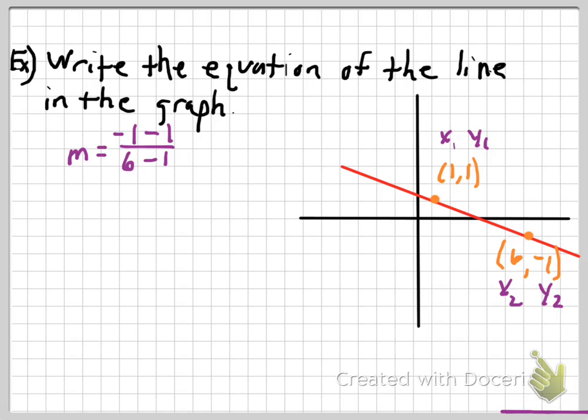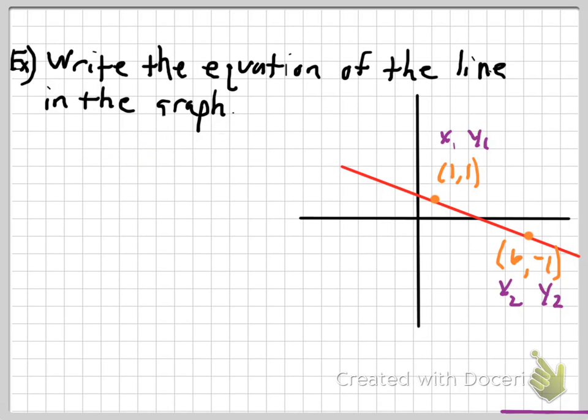Which you can see would be -1 minus 1 over 6 minus 1, and that's equal to -2/5. All right, we know the slope of the line. And then when we know the slope of the line, now what we're going to do is use that slope, and we're going to pick either this point or this point and write the point-slope form of the equation. I'm just going to stick with the point that I've already labeled as x1, y1.